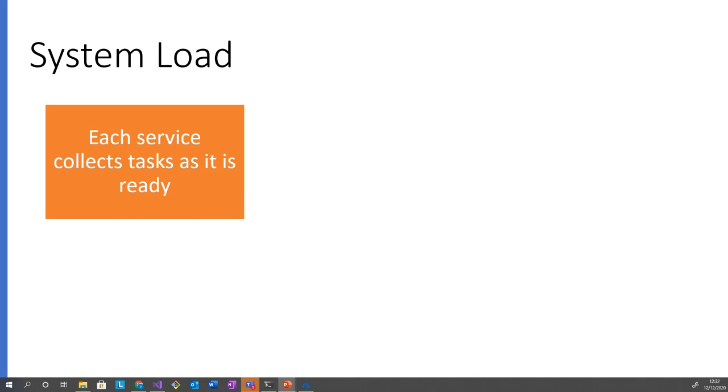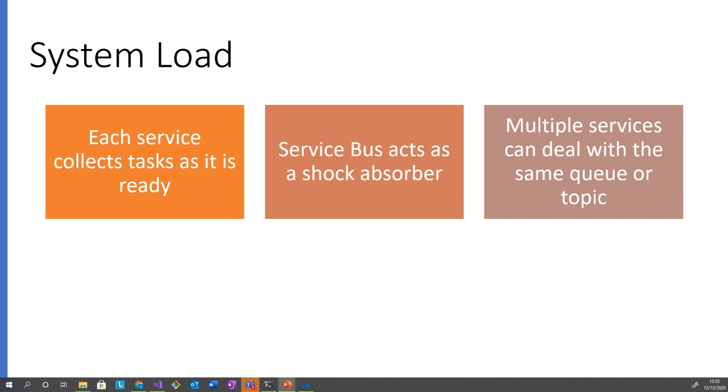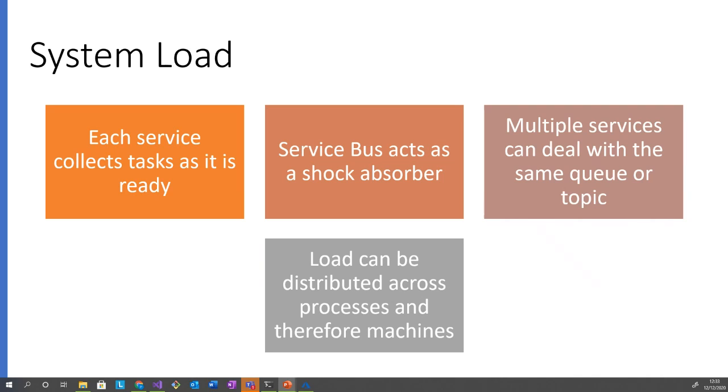And how have we solved system load? Each service now collects tasks as it's ready, so it doesn't get overloaded, because it can manage its own influx of tasks. The service bus basically acts as a shock absorber. It accepts all of these things and distributes them when the service is ready. And you now have the situation where you can have multiple services dealing with the same queue, or, strictly speaking, a topic subscription. You can have multiple services that deal with the same queue of work, so the load is distributed.